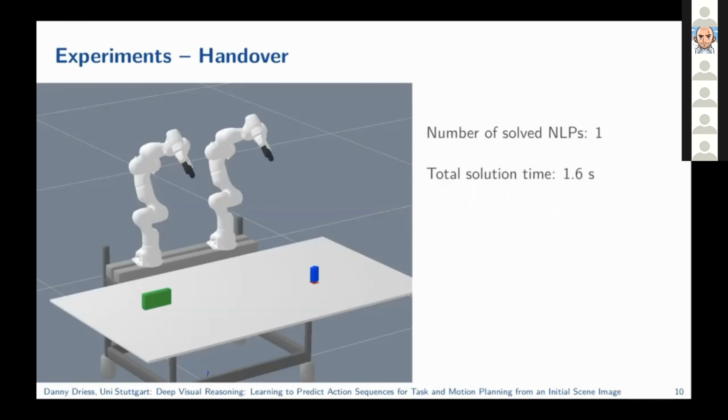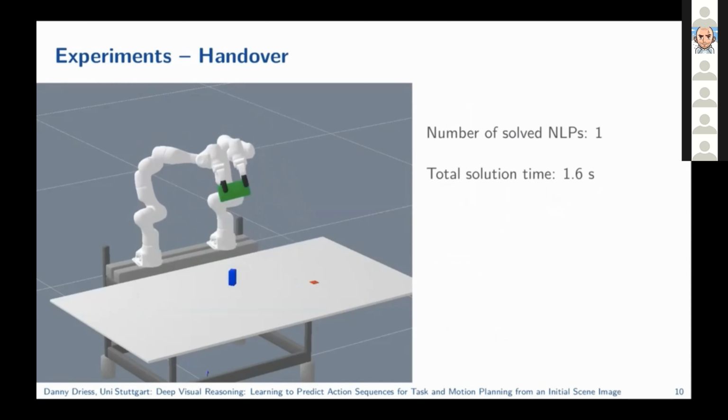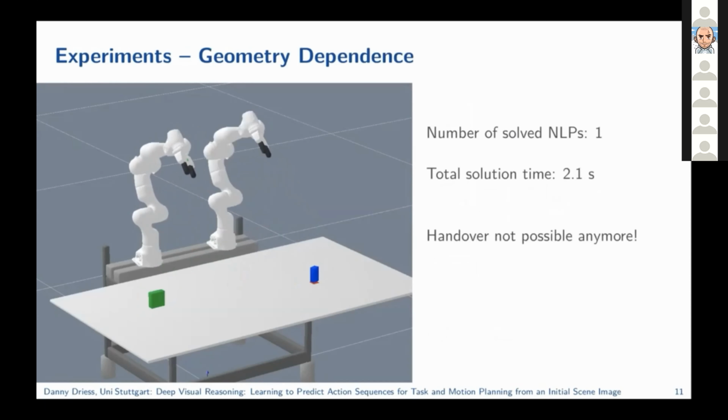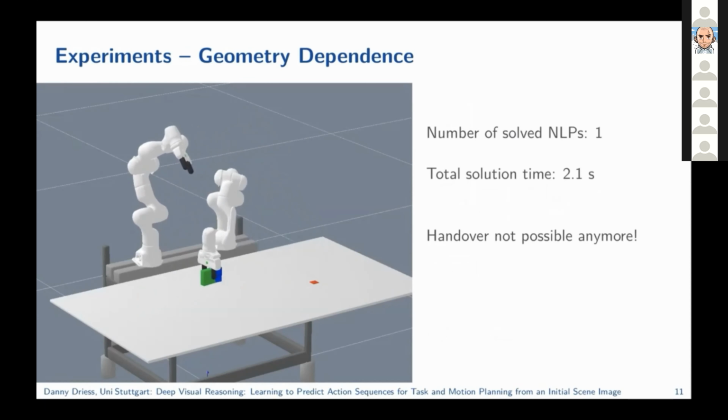Now to the experiments. Due to reachability constraints, the two arms have to collaborate. Here the network proposes a handoff solution and the first predicted action sequence is feasible. Handover solutions are only possible if the object is large enough. Since here the green box is too small for a handover, the network correctly proposes a different solution.